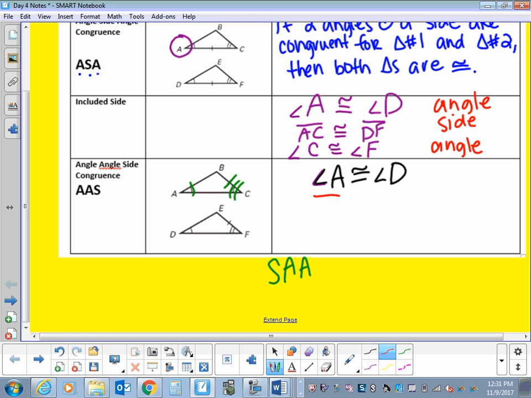Michaela, side AC is congruent to what? Oh wait, sorry, not AC. Side BC. So BC is congruent to BF. And anybody, angle F or angle C is congruent to what? Angle F. So I have angle, angle, side. Honestly, these types of congruences make sense when we do them like examples.